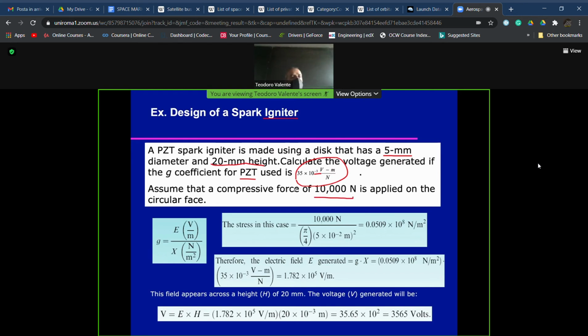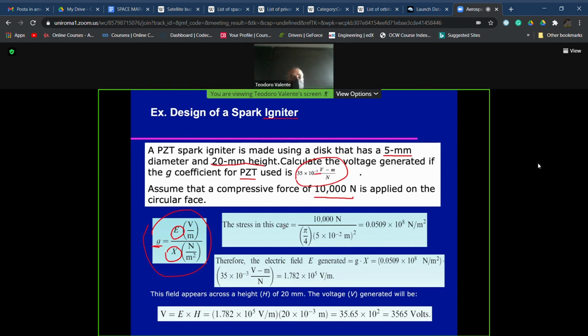So the question is, how high is the voltage which is generated, for example? Well, giving the definition of G, it is the ratio between the electrical field and the stress. This is the definition of the G coefficient. We need to calculate, in this case, the electrical field. Then if we know the electrical field, we can calculate the voltage, the difference in voltage.